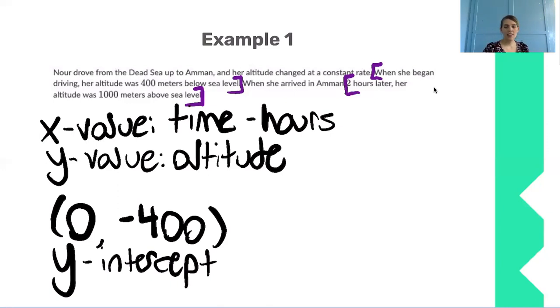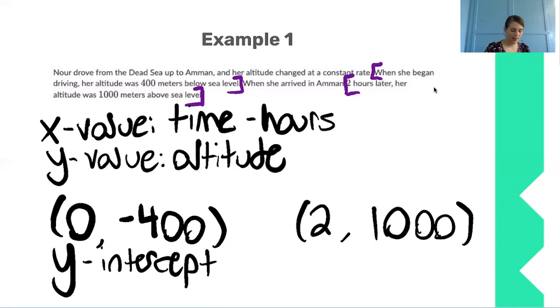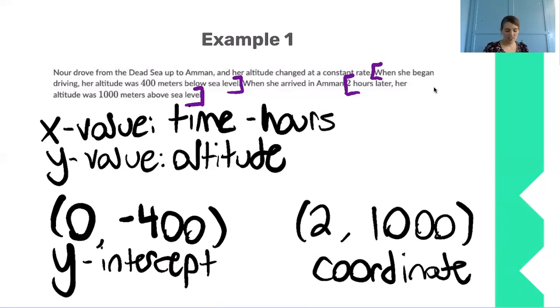The next part I see is it says 2 hours later, her altitude was 1,000 meters above sea level. So we have 2 and 1,000. This is a coordinate. I don't see any zeros. It's just a point in time. 2 hours later, her altitude is 1,000.